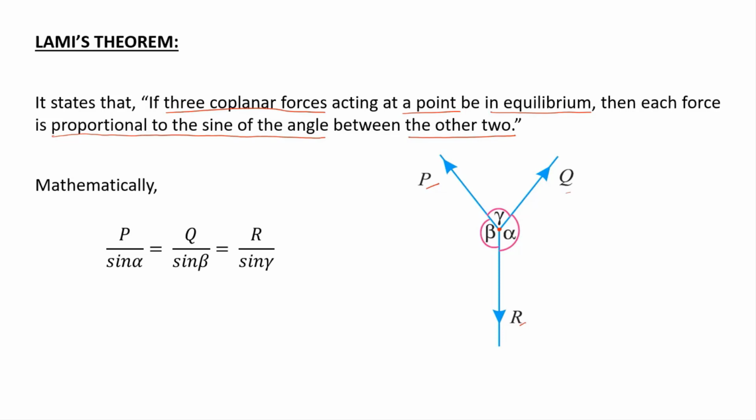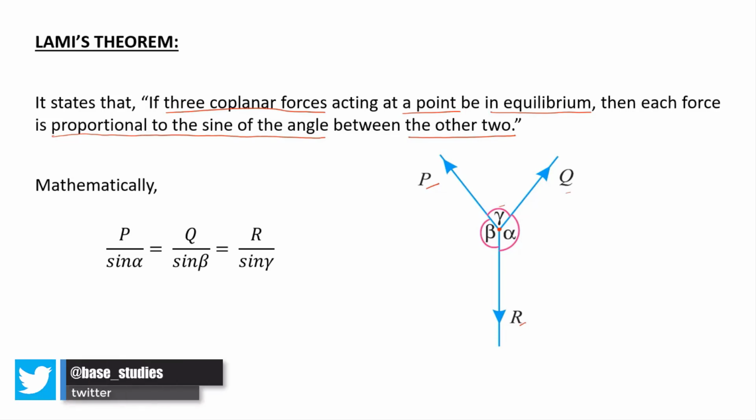Similarly, Q is proportional to the angle between P and R, which is beta. So Q upon sine beta, and R is proportional to the angle between P and Q, which is gamma. So R upon sine gamma. In this way, P upon sine alpha is equal to Q upon sine beta is equal to R upon sine gamma. So this is Lami's theorem. Let's take a question to understand the concept of Lami's theorem.